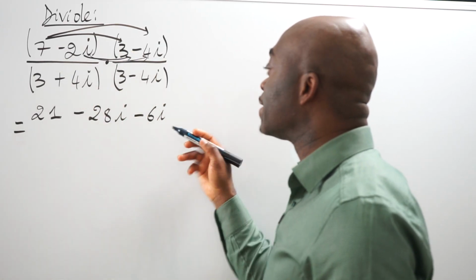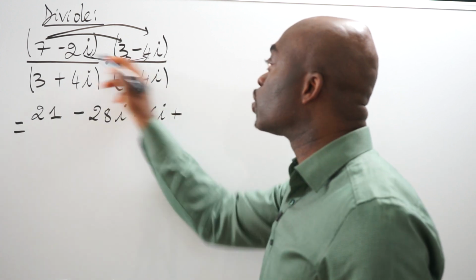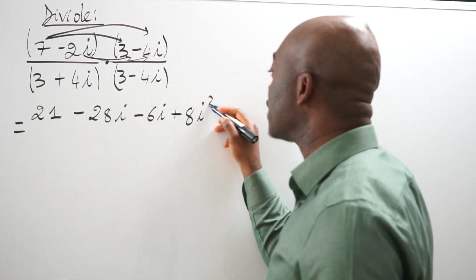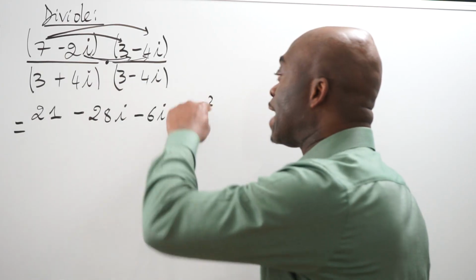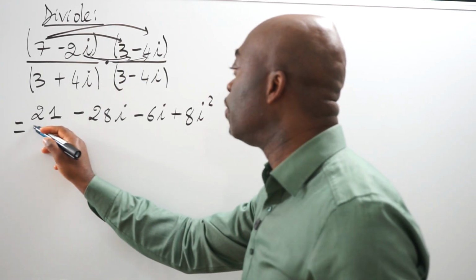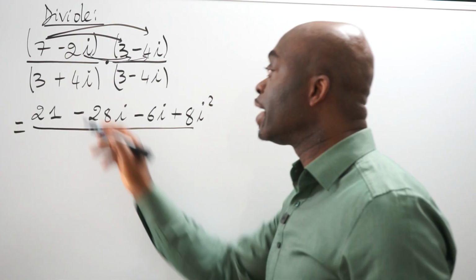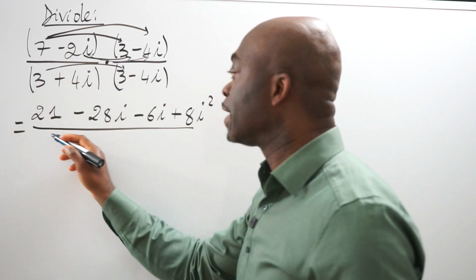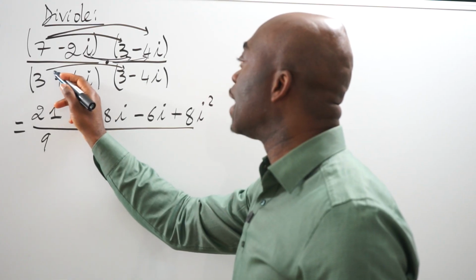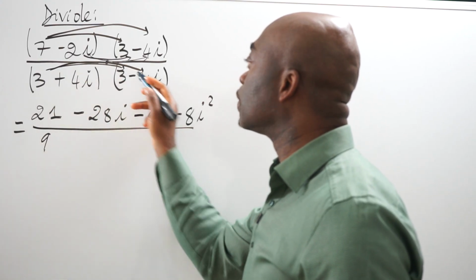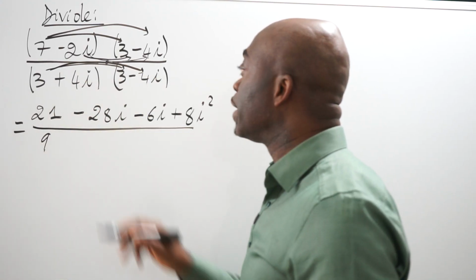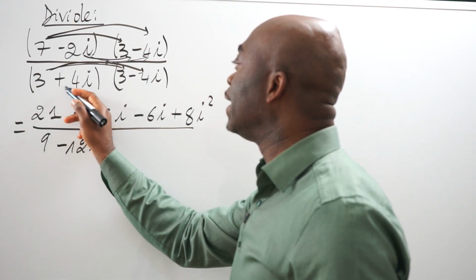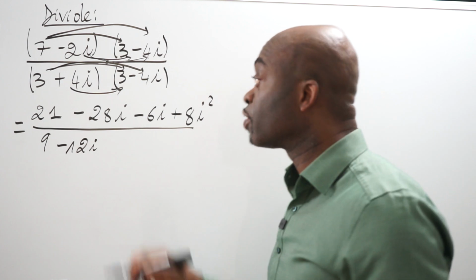The last. Negative 2i times negative 4i is going to give us what? Negative times negative is positive. So it's plus 2 times 4, which is 8. So it's going to be 8i to the second power, because i times i is going to give us i to the second power. Over, in this case, 3 times 3. That's the first. That will give us 9. 3 times negative 4i is going to give us what? Negative 12i. And then 4i times 3 is going to give us what?